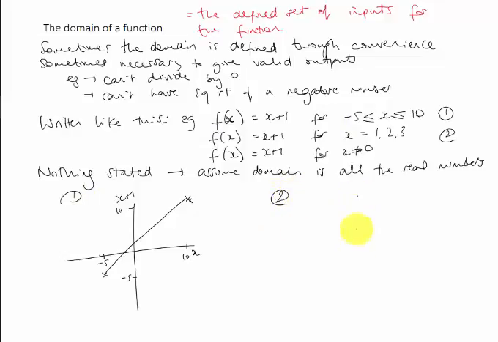And then if we just had 1, 2, 3, so here are our 3 inputs that we're interested in. So this is our x, this is our x plus 1 output. So 1 gives us 2, 2 gives us 3, so it's little dots here, and 3 gives us 4. And so that's what it would look like in that case.